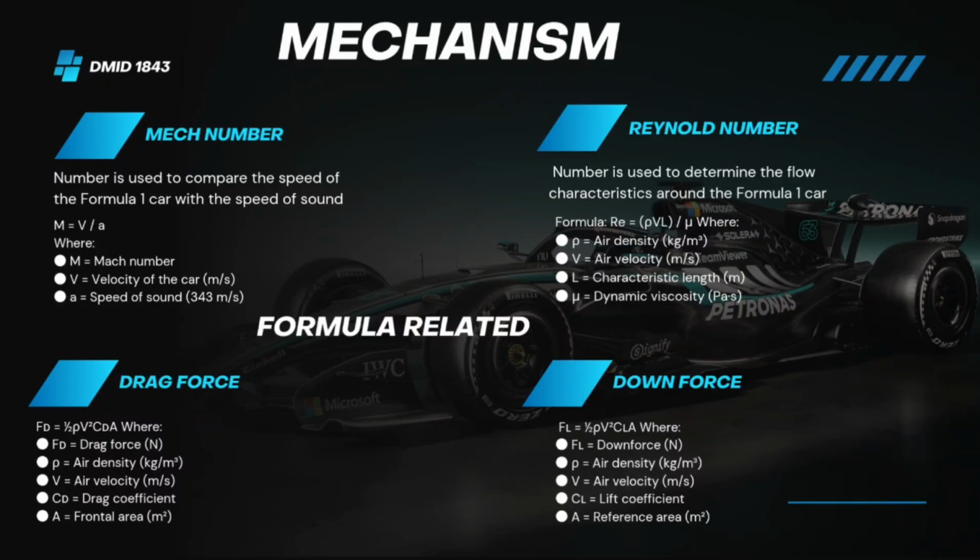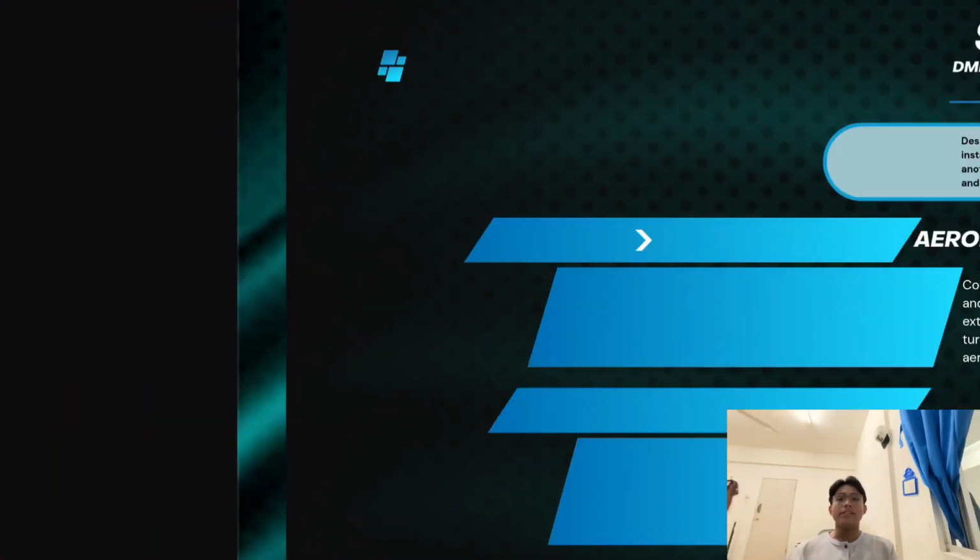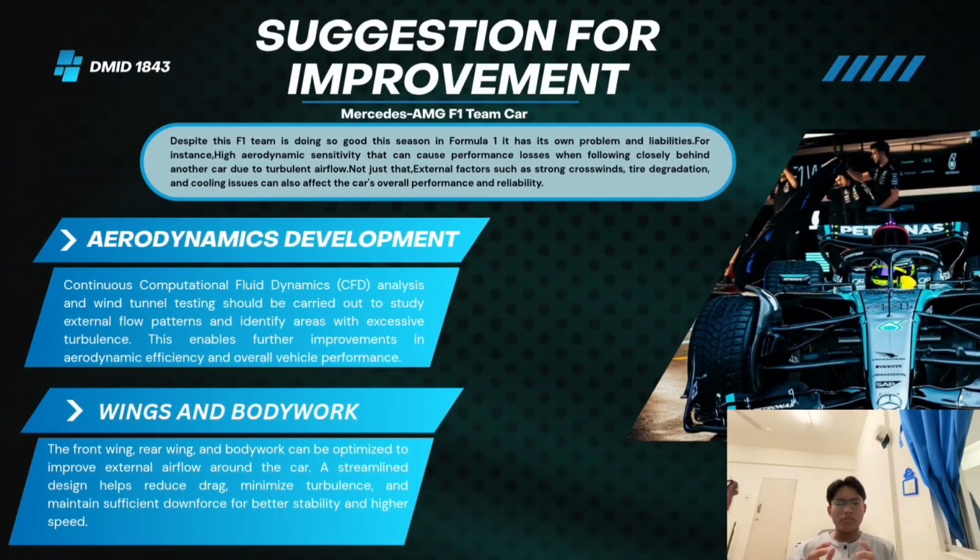Higher downforce increases tire grip, improves stability, and allows the car to corner at higher speeds. Next, we talk about the car's problems. First, we have porpoising, which is a ground effect instability.